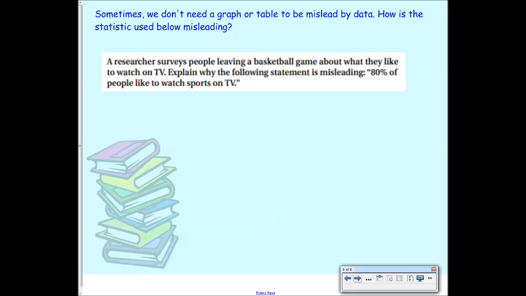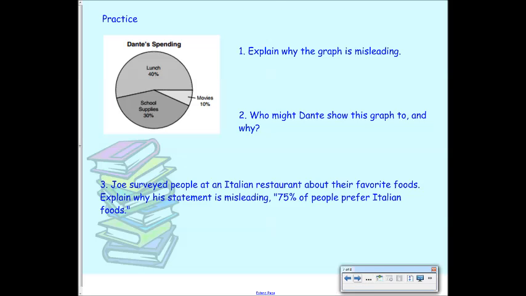Good. Okay. All right. What's wrong with this pie chart? It's only 80%. So what about this? Why might Dante show this graph to somebody? What does Dante want to show in this graph? He's responsible. Diego? He's responsible? Yeah, what does he spend his money on? Lunch, which you have to buy, right? And then school supplies, right, Dante. And then also a little bit on movies, right? But where's the other 20%?